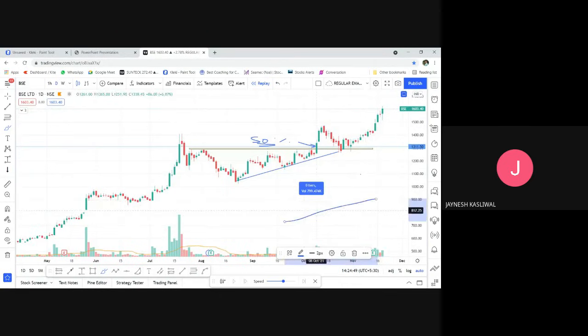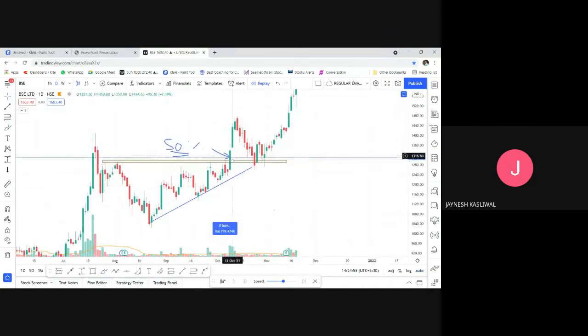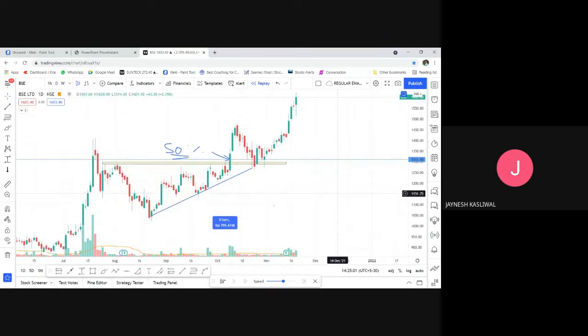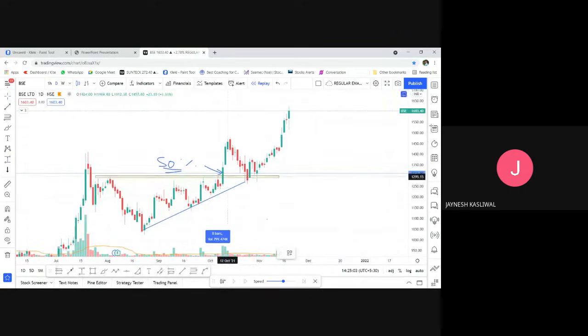Okay, so if you entered 50% here, 30% here, and 30% here, the rest 20% here, the amount of gain that you would be sitting at is around 23% on the full position. Or if you had only an 80% position, you would still be at around 24% in a similar way in BSE.